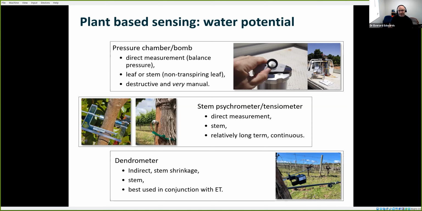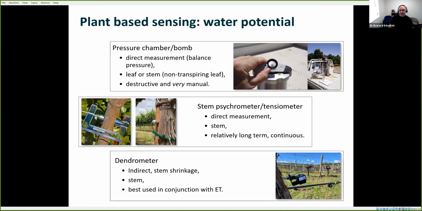And we do that by bagging the leaf so that it can't transpire, waiting till it becomes in equilibrium with the stem, and then measuring it in the same way. The downside is this is very destructive, and it's a very manual process and quite time consuming. So typically not ideal unless you've only got small areas that you're looking at.